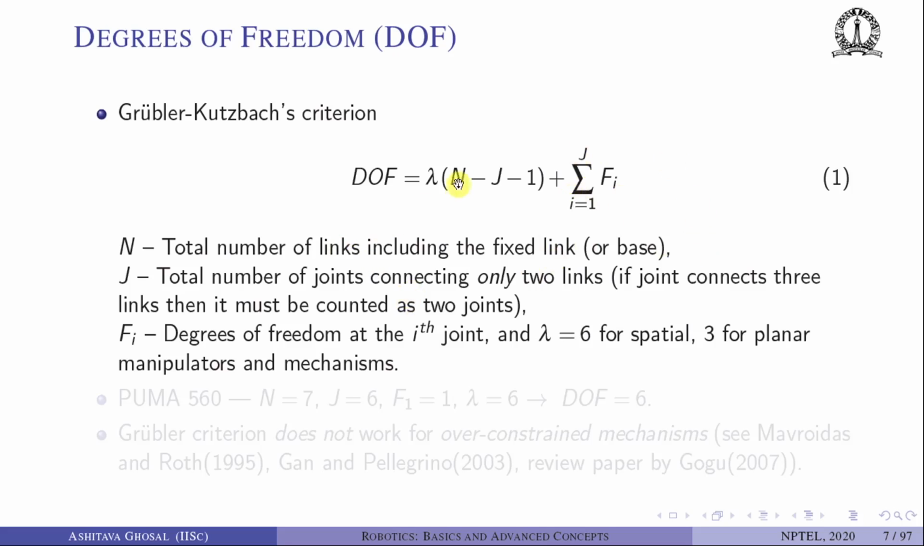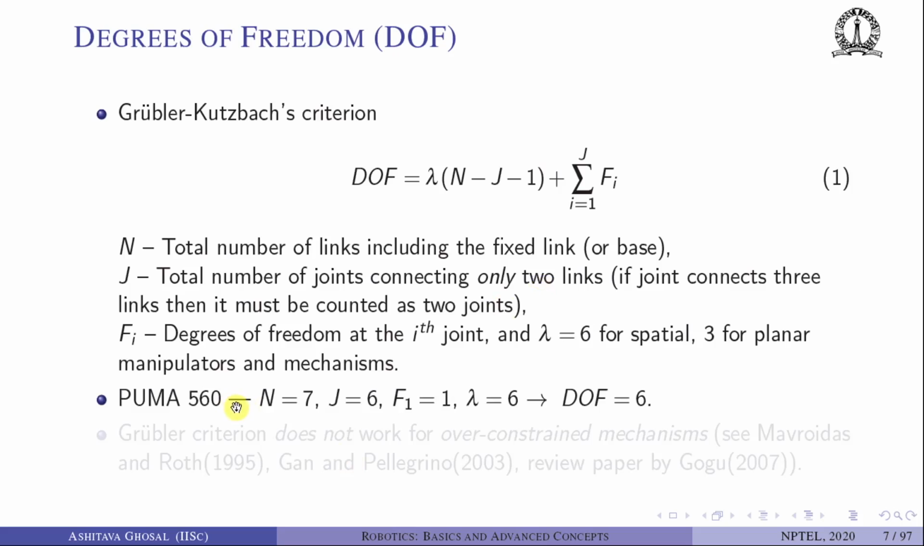In this formula there is also something called lambda. If lambda is equal to 6, then it is a spatial motion, whereas if lambda is 3, then it is for planar manipulators and mechanisms.